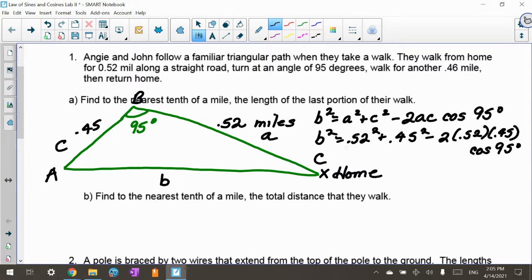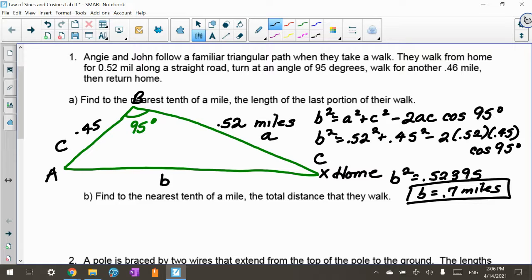So look, everything is there. So I'm going to throw it right in my calculator. So I get b squared comes out to be 0.52395. So b is 0.7 miles. So boy, my picture really doesn't look like that because b looks like the longest side. So that's what comes out for the last part.